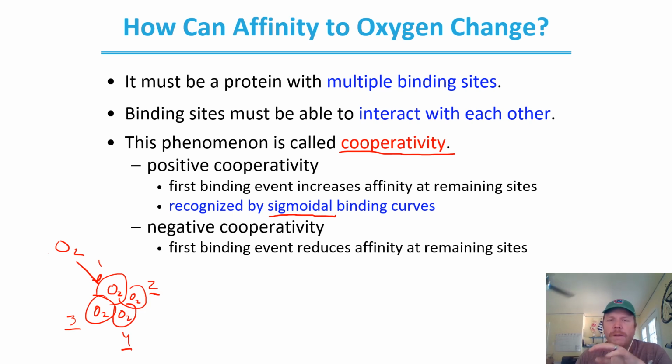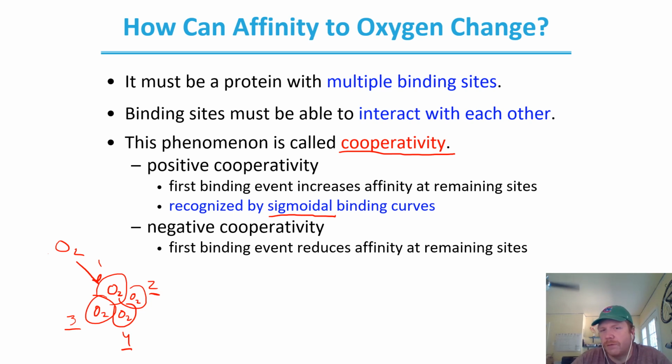So you have 4 binding sites. The first one is kind of the toughest to get over. That's the toughest kind of barrier to break down. It's the negative energy, basically. Whereas once you get that first oxygen bound, then the remaining ones are going to bind, and now all of a sudden we've got a completely saturated protein.